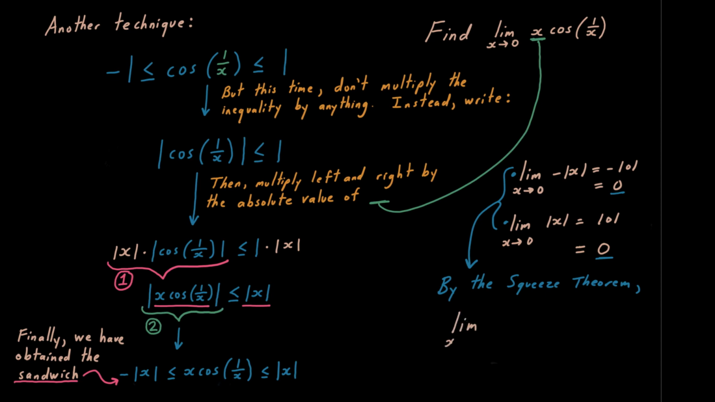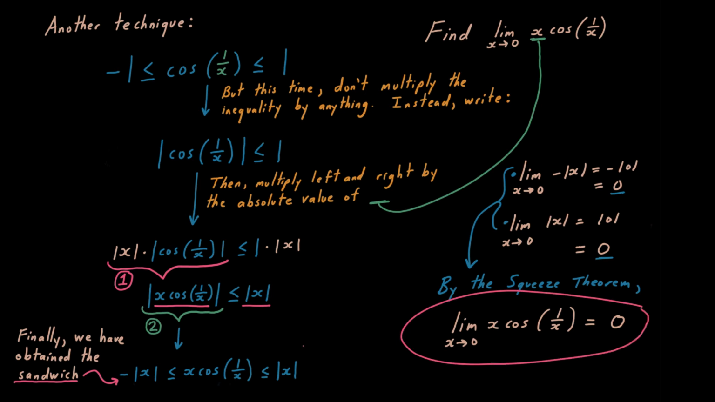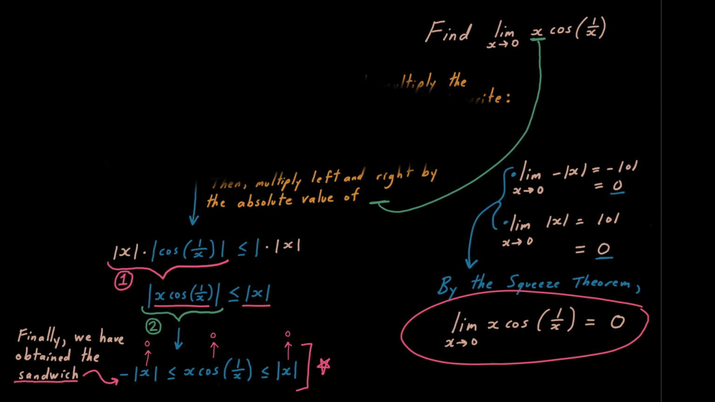So all we have to say is, by the squeeze theorem, the limit of that middle piece has to be 0, or else it would not be a sandwich. So once again, notice the hardest part was figuring out what that sandwich inequality was. But once we got the sandwich inequality, the limits were really simple. Lower bun, top bun, 0. Middle piece, therefore 0. That's it. That's all there is to the squeeze theorem.